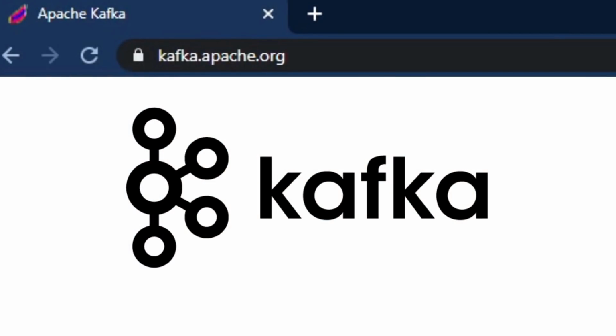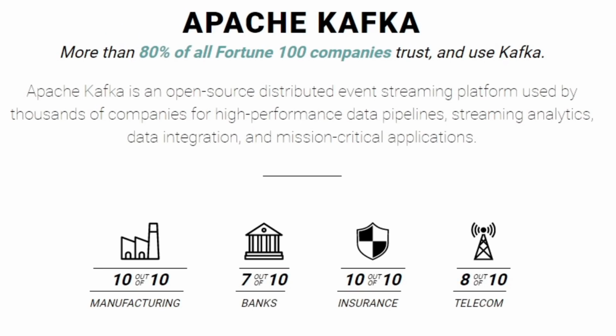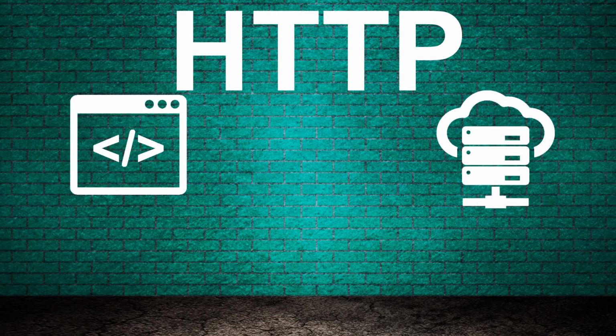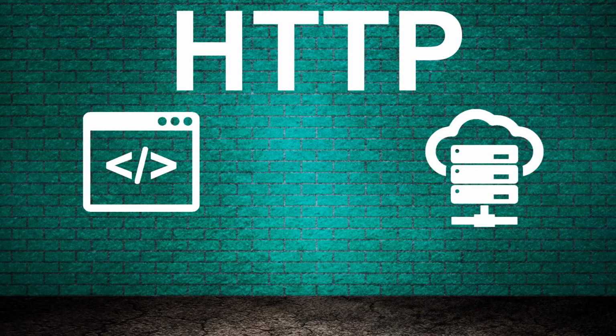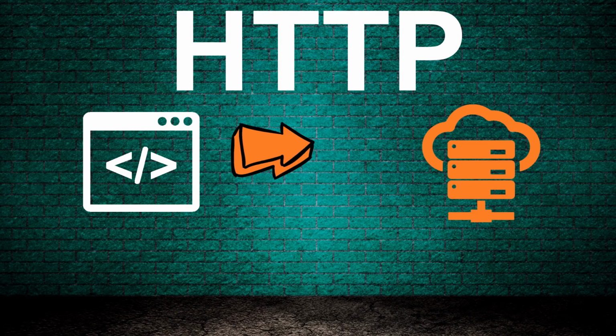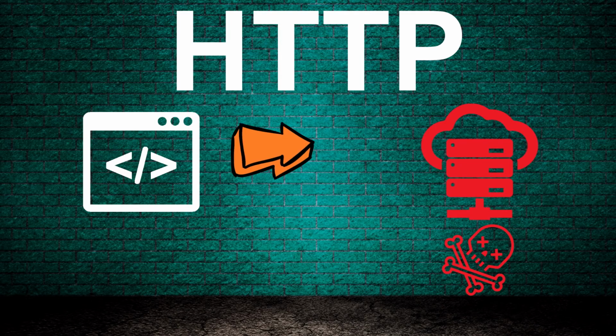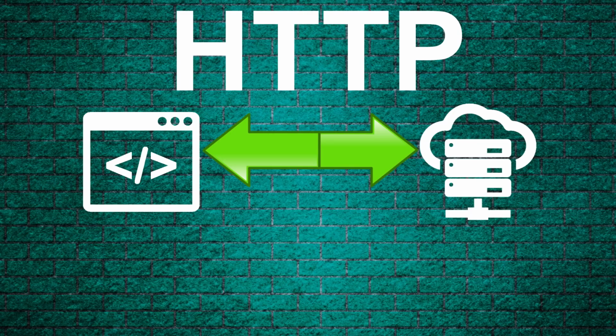So what is Kafka? Apache Kafka is an open source distributed event streaming platform, also a message queue or message broker system. In traditional HTTP networks, a client sends a message to a server. If the server is slow, we get latency. If the server dies, the request fails and has to be retried. The client is coupled with the server.